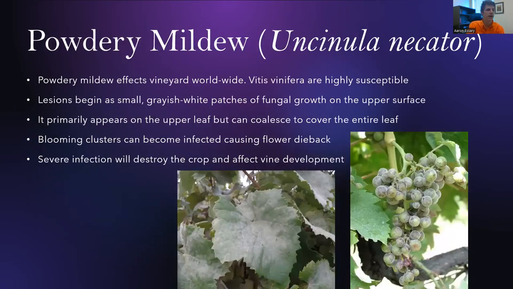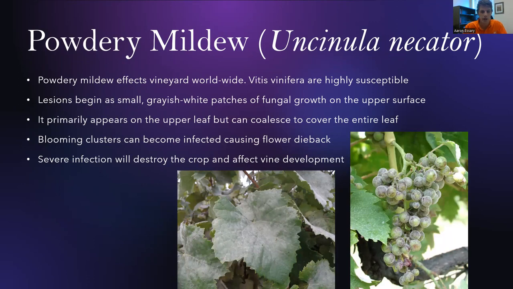Okay, last one is powdery mildew. This is one I see almost every year. Every year I've worked at least in a vineyard, powdery mildew is prevalent. It's probably maybe the biggest disease we face. I say that loosely, but I see it often. Powdery mildew affects vineyards worldwide, and Vitis vinifera are highly susceptible to it. Lesions begin as small grayish-white patches of fungal growth and appear on the upper surface of the leaf. So not to be confused, downy mildew is on the bottom side.